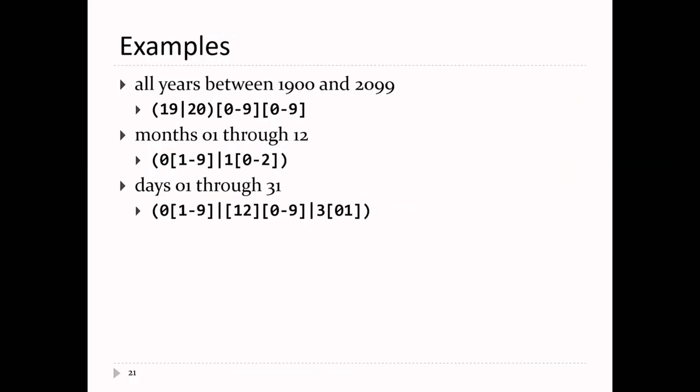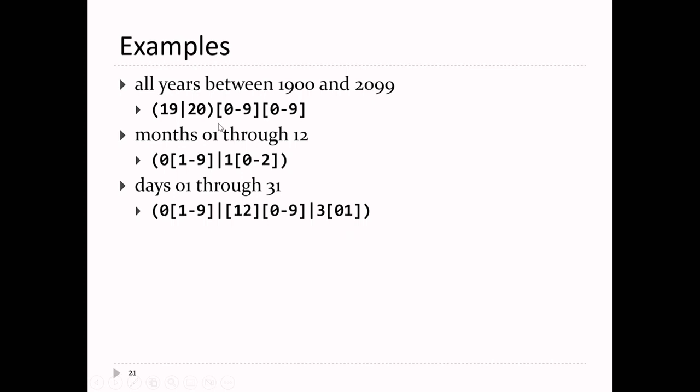Okay, so if you want all the years between 1900 and 2099, then these are almost correct. You need the anchors. The anchors are missing. When you look at this, you have to deduce that your regular expression either starts with 19 or starts with 20. One way to write that is, in round brackets, 19 or 20.